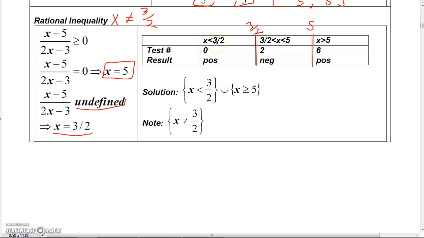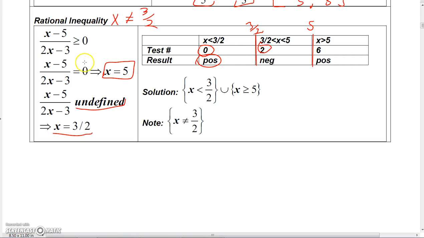So I'm going to play the same game I did before. Everything less than 3/2, I'm just going to use 0 because 0 is less than 3/2. If I plug 0 into this expression, the top's going to be negative, the bottom's going to be negative, so I get negative over negative, which is positive. So if I pick a number less than 3/2 and plug it in, it's going to make this expression positive. Now I need a number between 3/2 and 5. Well, 2 would be a good number. You could use 3 or 4 as well, as long as it's between 3/2 and 5.